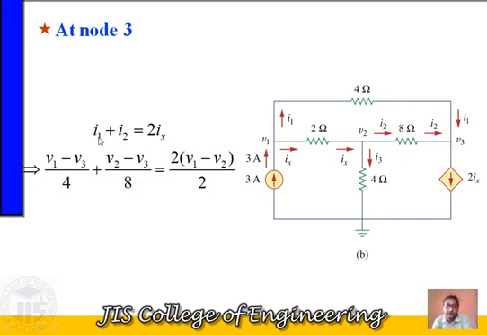So we have written I1 plus I2 is equal to twice Ix. Now in place of I1, just like the previous one, we can write I1 is equal to V1 minus V3 divided by 4, since I1 starts from V1 and goes to the V3 voltage point. Similarly, I2 is from V2 to V3, so in place of I2 we can write V2 minus V3 divided by 8.